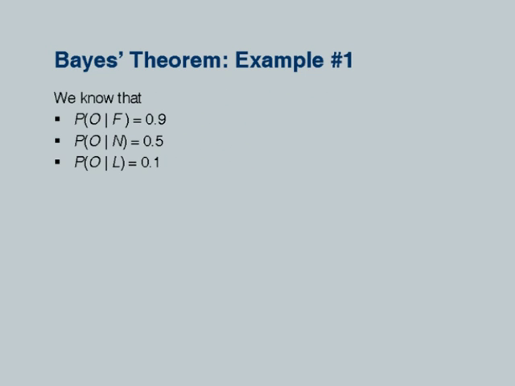And we also have the same conditional probabilities: the possibility of overflow given that there is flood upstream is 90%, the possibility of overflow given that it is normal water level upstream is 50%, and the possibility of dam overflow given that it is low flood level upstream is only 10%. So, we have the same basic things.